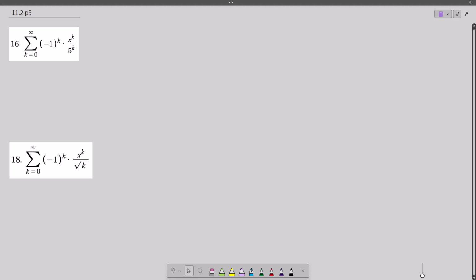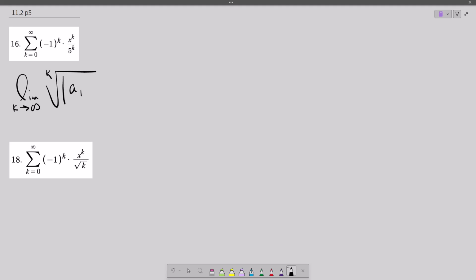So let's do one of these. Here we have x to the k over 5 to the k. It's also an alternating series. With power series, we're always going ratio test or possibly root test, and you could use either in this case. Let's go ahead and use the root test for this one, just because I see that the root test would work nicely. We've got a power of k on the outside here. So the root test looks just like it did in chapter 10. We let k go to infinity, and it's the kth root of the absolute value of a sub k.